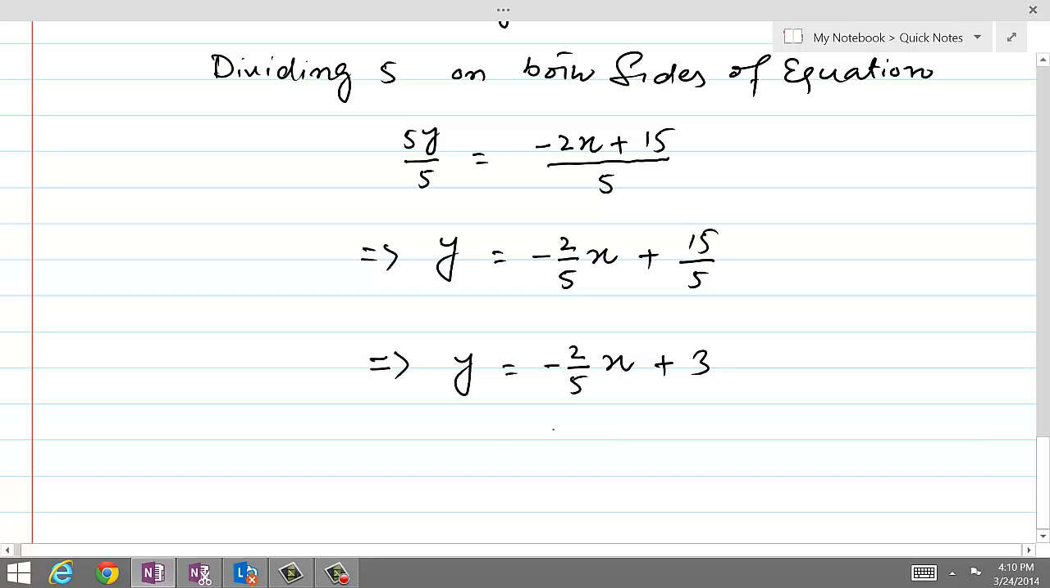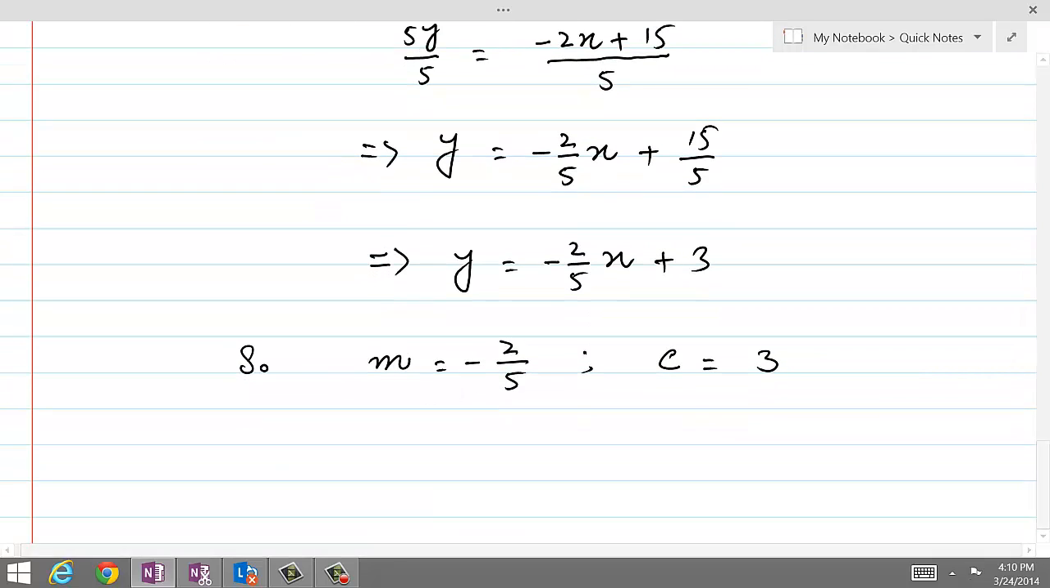Whatever is the coefficient of x, which is minus 2 over 5, is the slope of the line. So m is equal to the slope of the line, which is minus 2 over 5, and the constant term c is equal to 3. That means the y-intercept is (0, 3) and the slope is equal to minus 2 by 5.